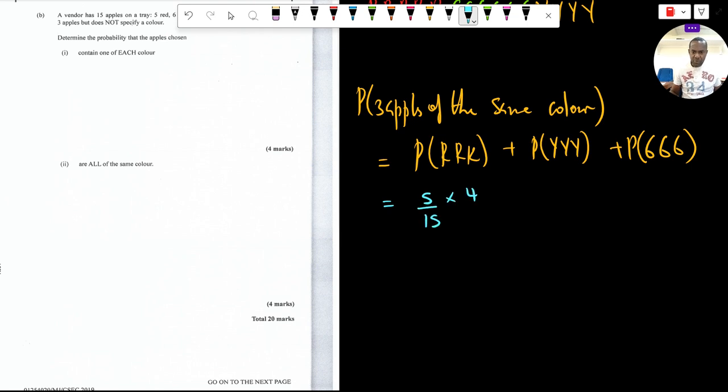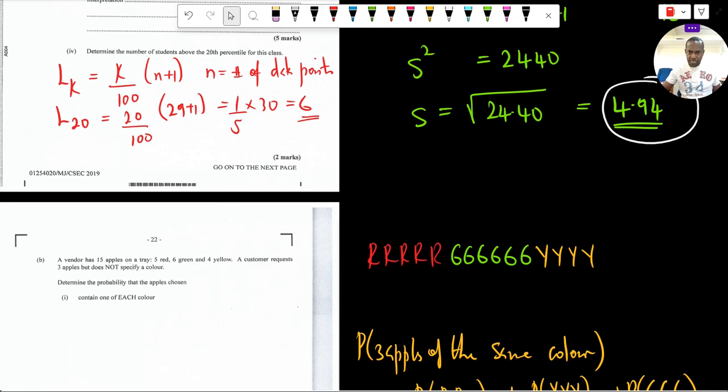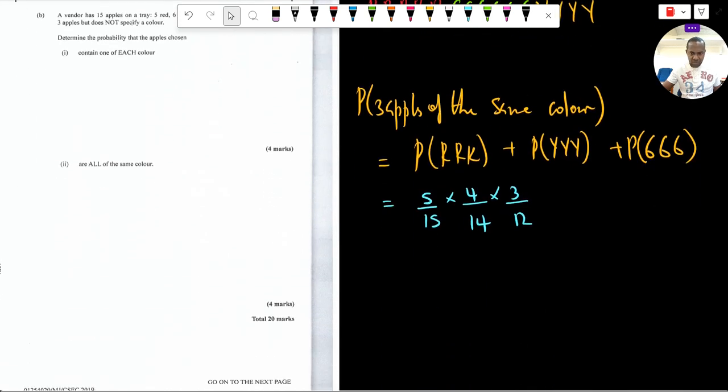First apple is red, that means you have 4 red apples left from a total of 14. And if the second is also red, that means you have 3 red apples left from a total of 12, right? Because it was 5 red apples to begin with and a total of 15 apples. So what does this give us? Let's try to simplify. So 5 over 15 simplifies to give 1/3.